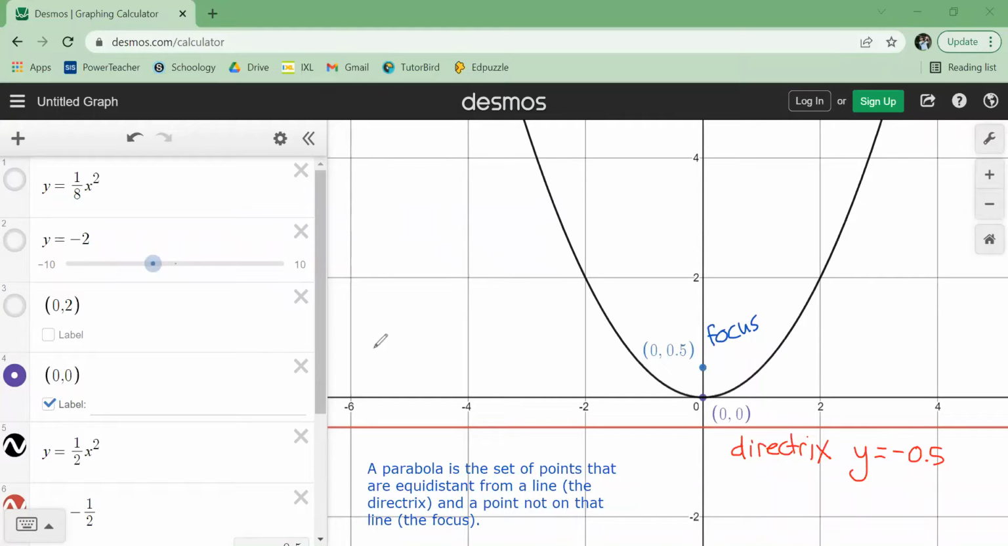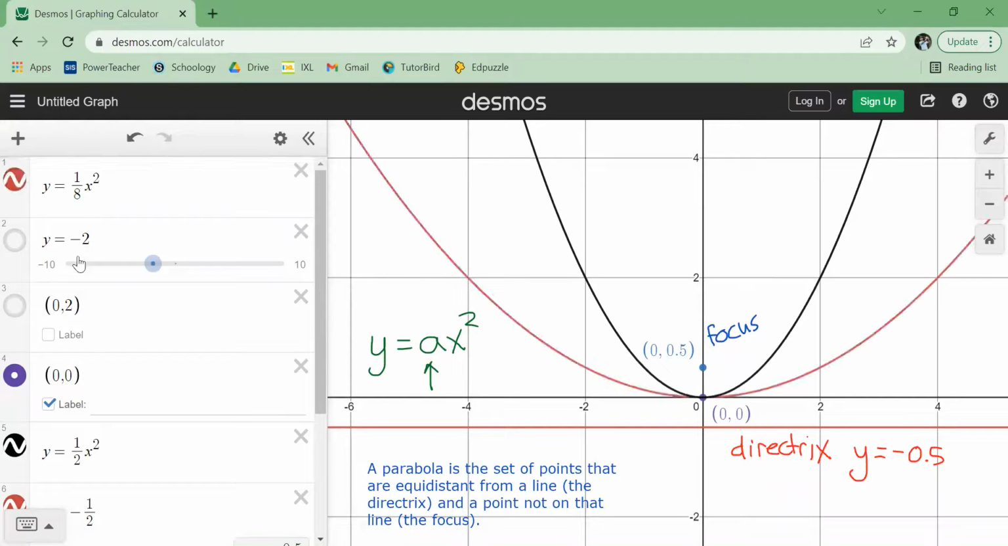And just to remind ourselves, when we're graphing a parabola, we call this A. And remember, that was the amplitude. The higher that number is, the steeper the parabola is. And if we compare these two, you'll notice the one that had 1/8 as A was much shallower, and the one that had 1/2 as A was much steeper.